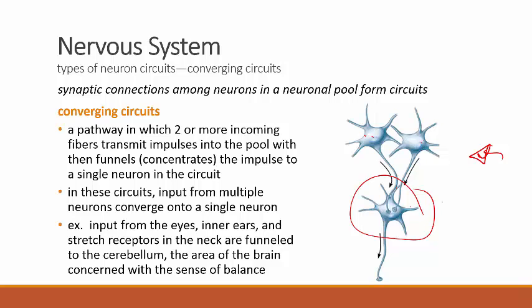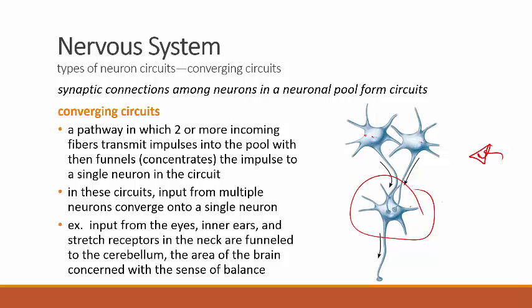For instance, we might see converging circuits working when we are trying to maintain balance in the body. That requires integration of input from the eyes, from the inner ears, and from stretch receptors in the neck that are all funneled toward a relatively small number of neurons in the cerebellum. It's the job of the cerebellar neurons to integrate all of this differing sensory transmission into one coherent message and respond to that. And so that helps us to maintain our sense of balance.